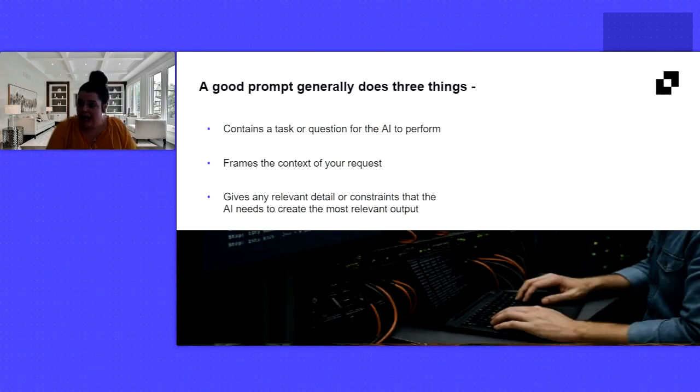So the bottom line is all of those things are to be considered, but a good prompt generally does three things. It contains a task or question for the AI to perform, frames the context of the request, and gives any relevant detail or constraints that the AI needs to create the most relevant output. So you can boil it down to those three things and use that as a litmus test when you are creating prompts, particularly if you're not getting the outcome that you would like to see.